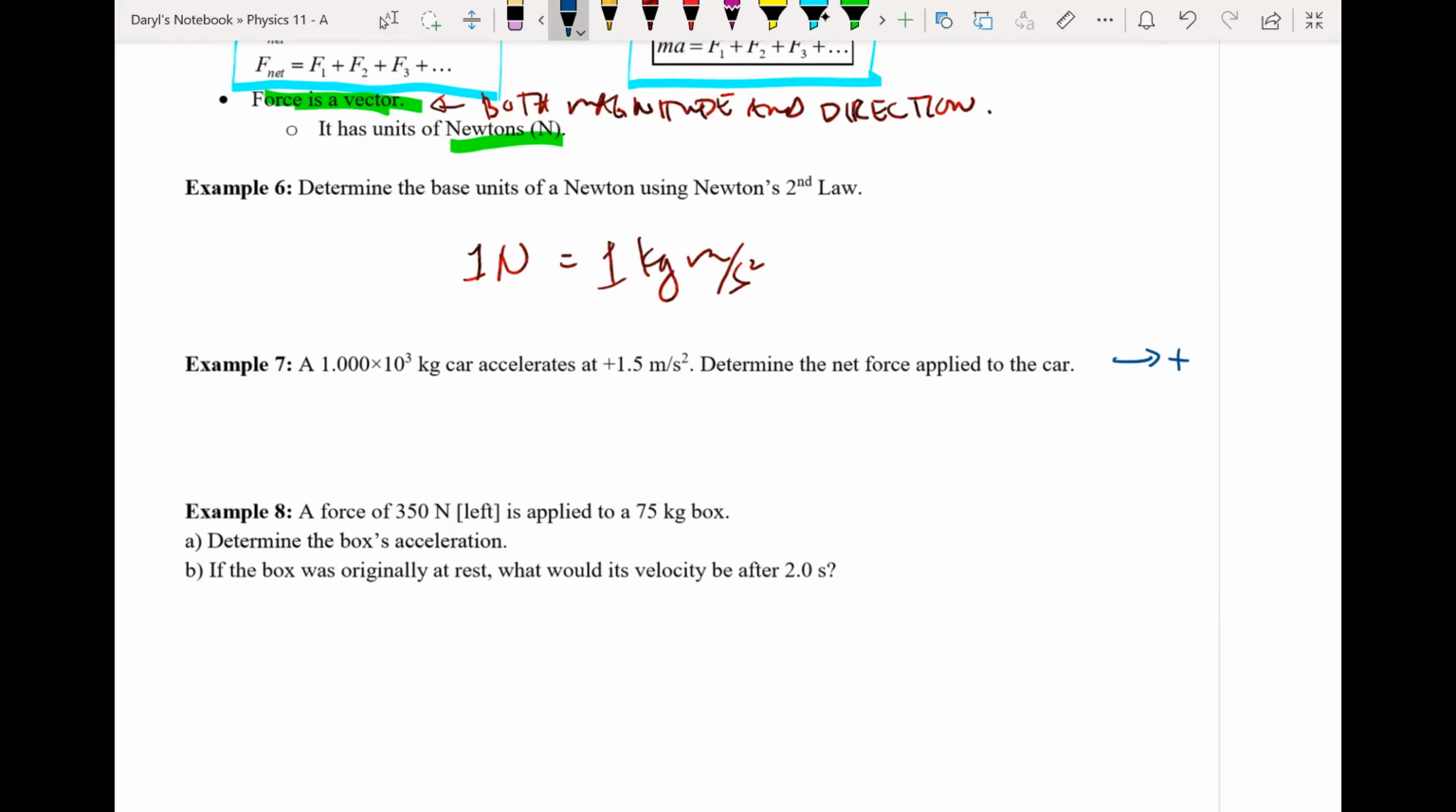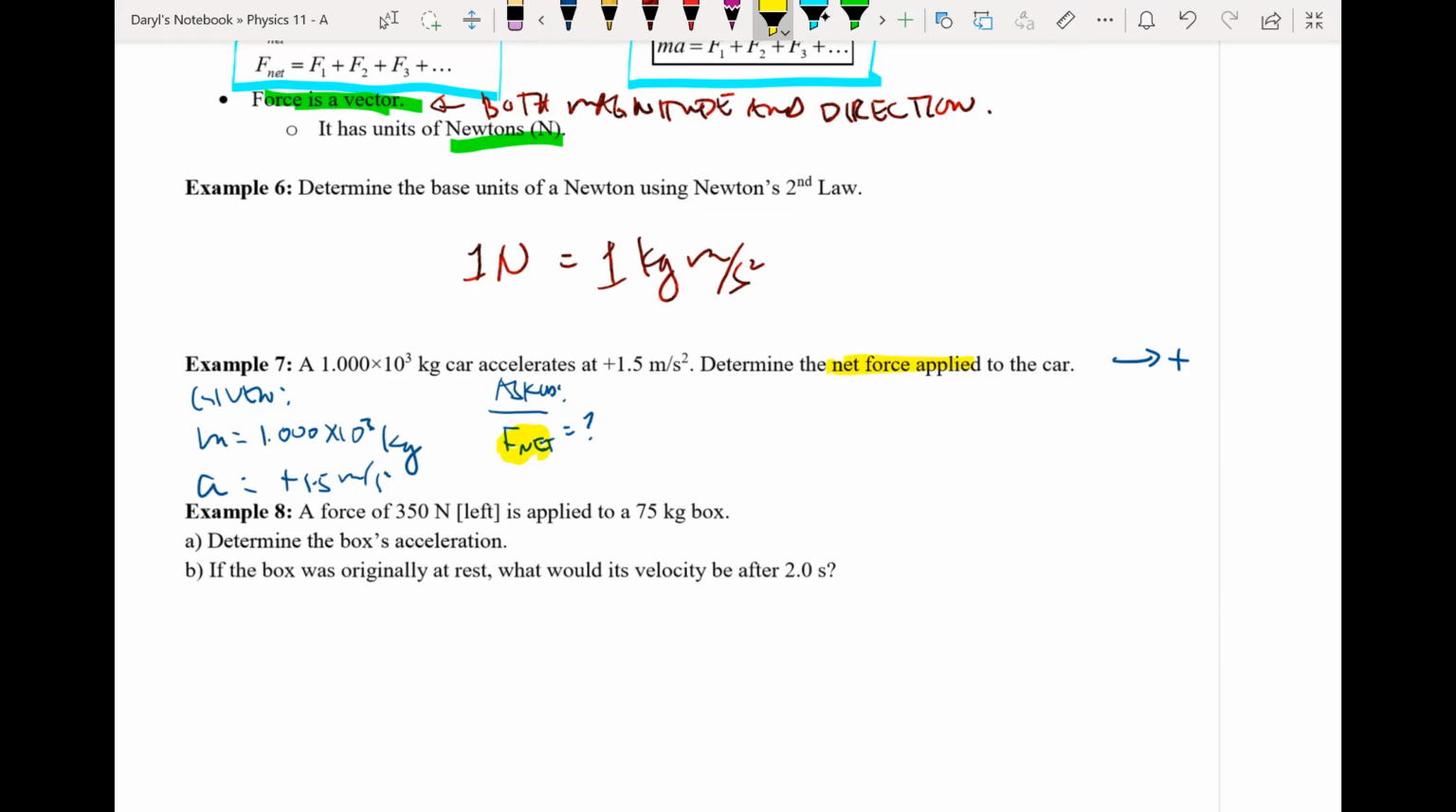So I'm going to write my given quantities here. Mass is 1.00 times 10 to the power of 3 kilograms. And then the acceleration is positive 1.5 meters per second squared. We want to know the net force, F net. Okay, so the net force could consist of more than one force. But anyway, in this particular question, we're just being asked to get the net force.